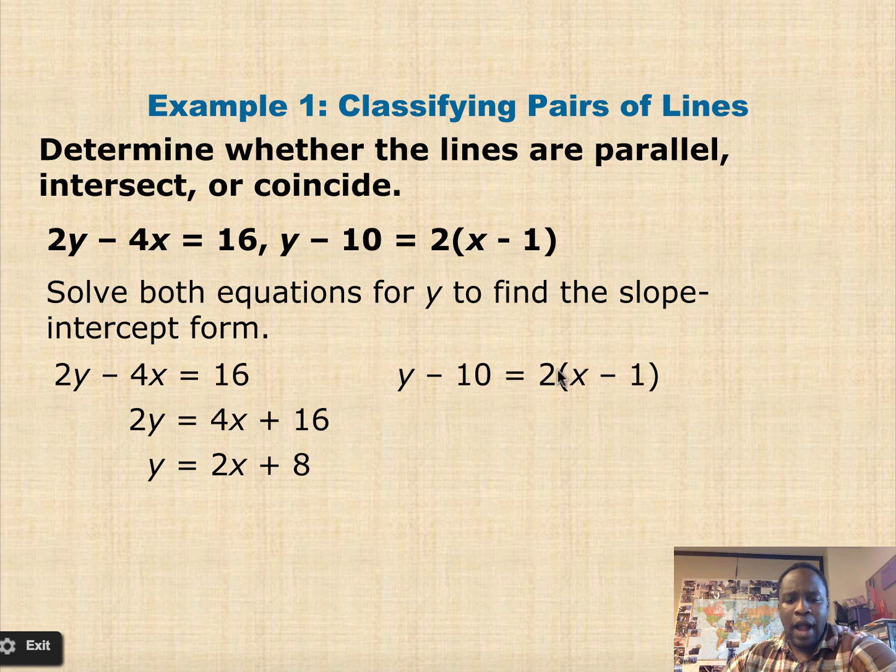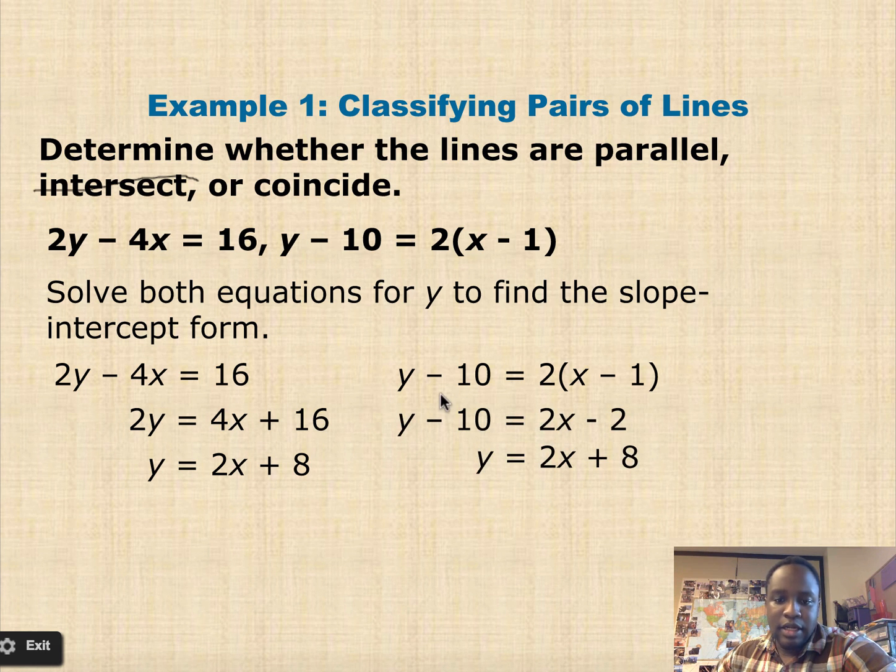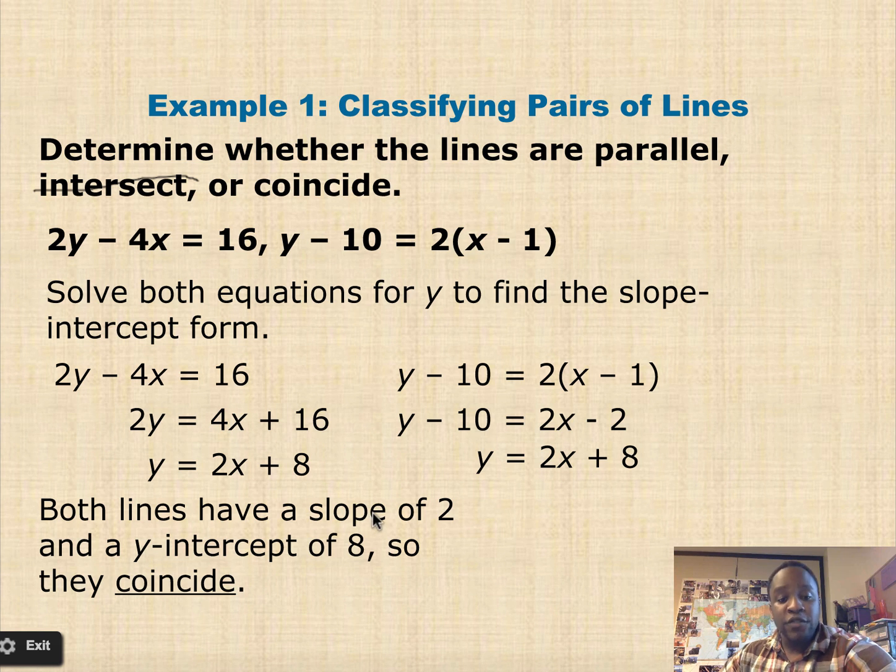And you might be saying, well, I already know that the slope of this line is 2 and the slope of this line is 2, so they're parallel. Well, all we know so far is that they're not intersecting. So we can cross that out. But we're not quite sure whether they're coinciding or parallel. Because if they have the same y-intercept, then they would be coinciding. But if they have different y-intercepts, then they would be parallel. So if we do the distributive property on the right side, and then add 10 to both sides, it turns out that we get the same equations. So these lines would be coinciding. Since they both have a slope of 2 and both have a y-intercept of 8, these lines are coinciding.